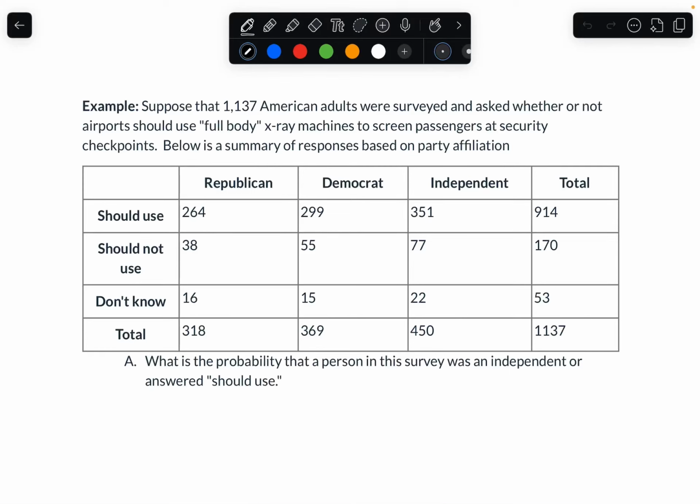In this video, we're going to practice calculating some probabilities with a contingency table, sometimes called a two-way table, and particularly focus on those "or" probabilities, sometimes called a union of events.